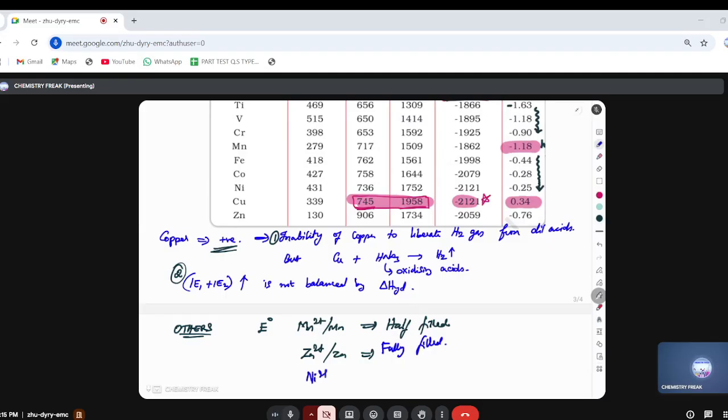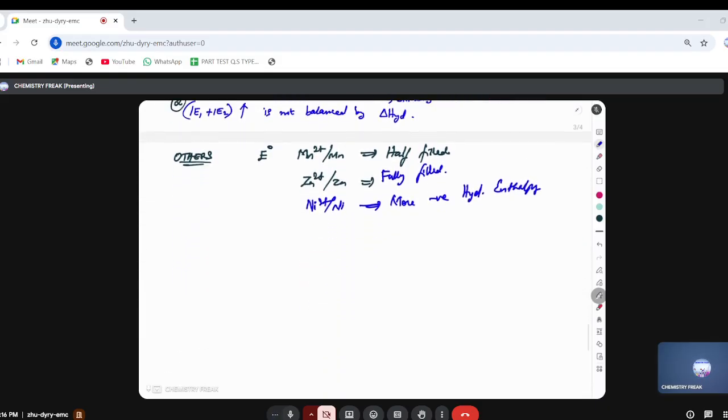And in case of nickel, the value is not that much variable. Nearly the same value. Why? Because more negative hydration enthalpy. Nickel is having more negative hydration enthalpy. Clear? How do you know more? When comparing this, the increase is less, but here the increase is more, comparatively. Okay. Right. Next.